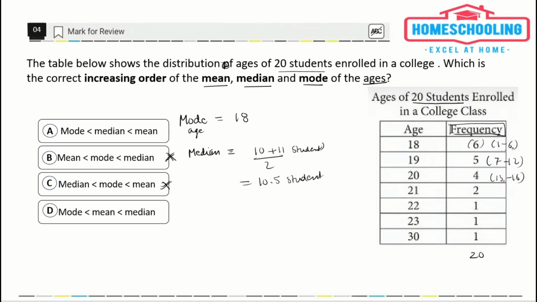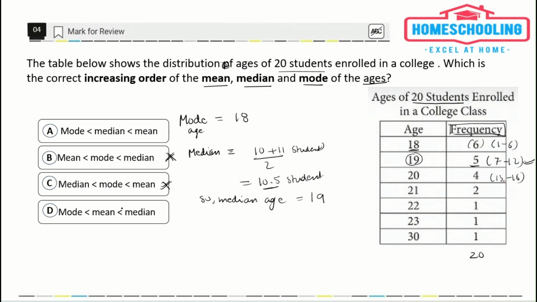As we have seen, the first 6 students, 1 to 6, have an age of 18. The median student is 10.5, so 10.5 comes in this frequency: after the first 6 students, students 7 to 12 have an age of 19. So 10.5 will come in 7th to 12th, and the corresponding age is 19. So the median age is 19.